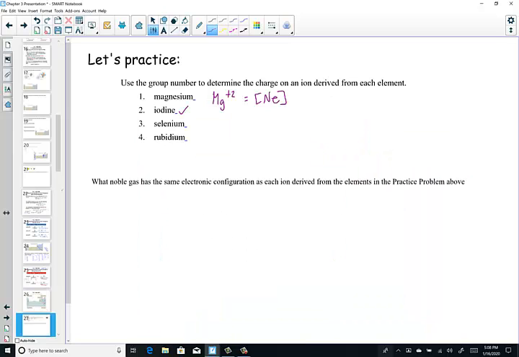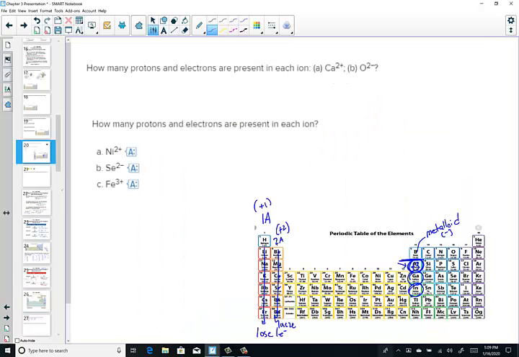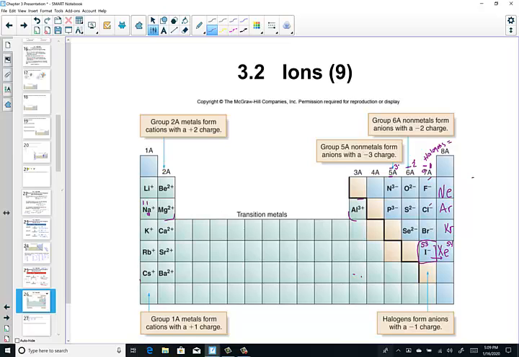So iodine is written as I-1. It has the same number of electrons as the noble gas xenon. Iodine is number 53. Xenon is number 54. Let me go back here. 53 to 54, showing the iodine gaining an electron to become isoelectronic.